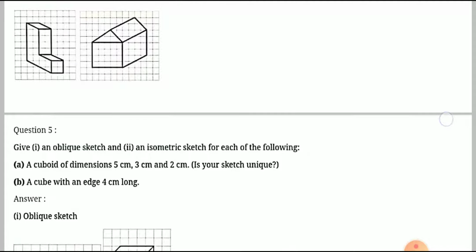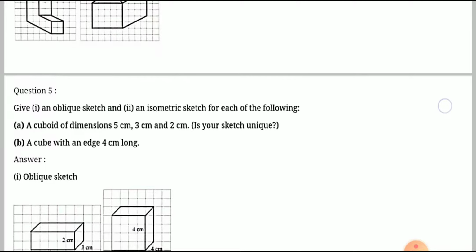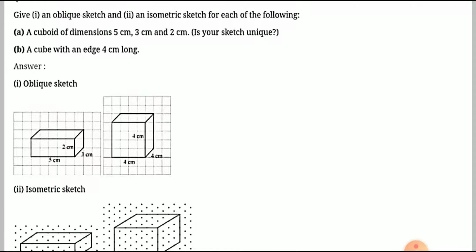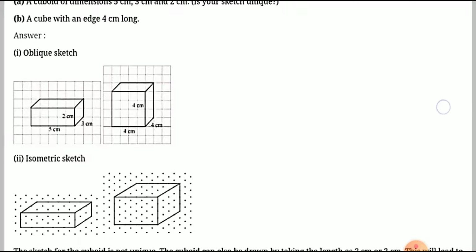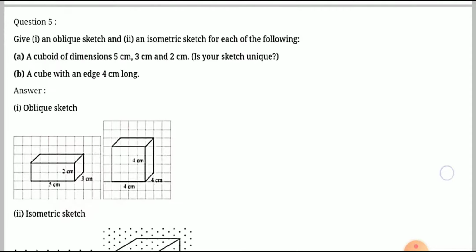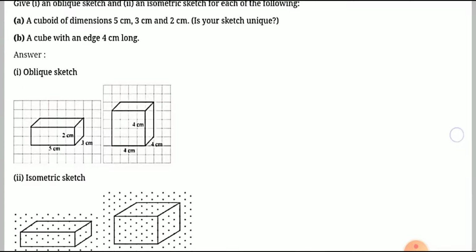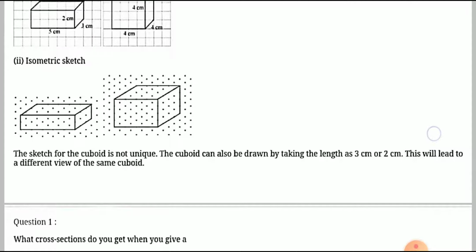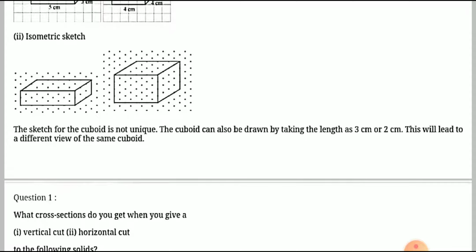Question number 5: give an oblique sketch and an isometric sketch for each of the following. A cuboid of dimension 5 cm, 3 cm and 2 cm. Is your sketch unique? A cuboid with the edge 4 cm long. So this is the answer. The sketch for the cuboid is not unique. Why? The cuboid can also be drawn by taking the length as 3 cm or 2 cm. This will lead to a different view of the same cuboid.